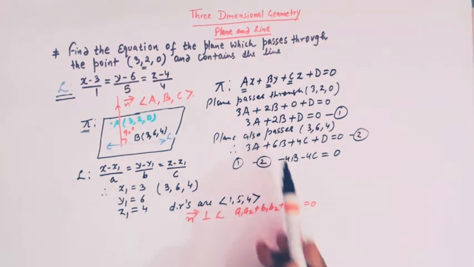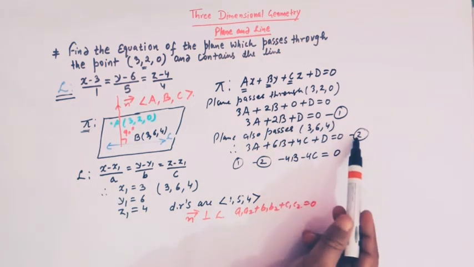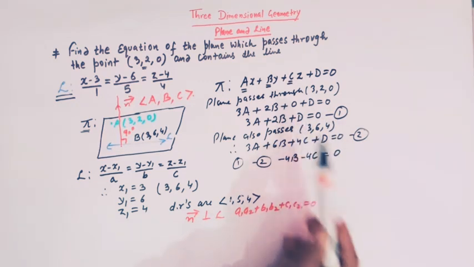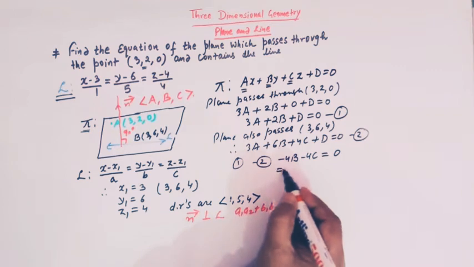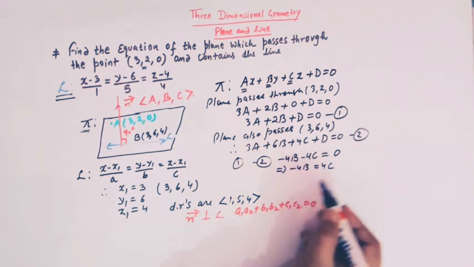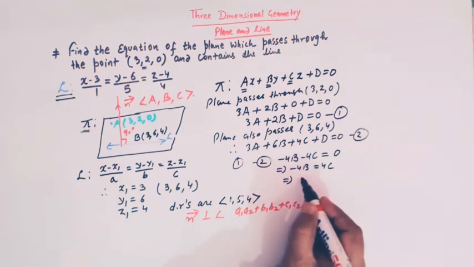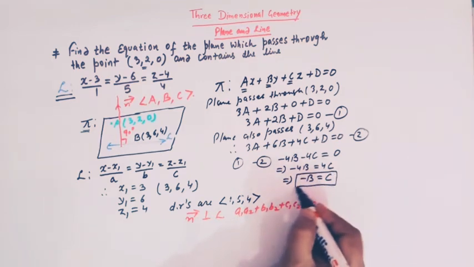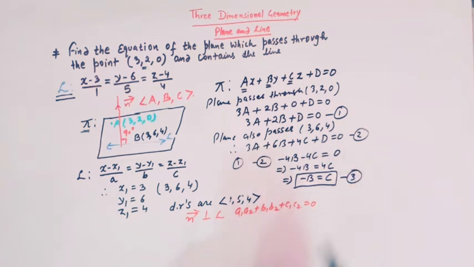So what we have done here, we are subtracting equation 2 from 1 to get rid of this constant d, right? So now we can simplify it. So we have minus 4b is equal to 4c. So we have minus b is equal to c, right? Let us take this equation as equation number 3, right?